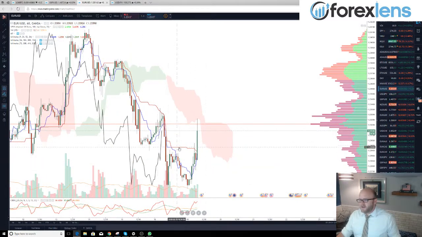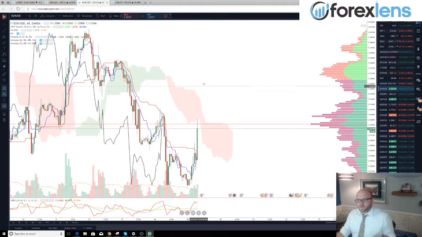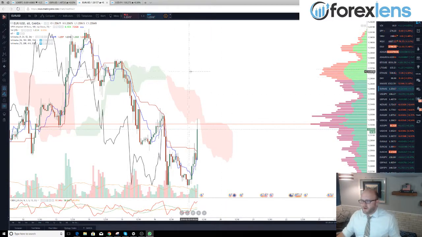In fact, because we got rejected at the top of the cloud, this is probably a good short target. And the question is, where do you put your stop? You put your stop above the cloud. Wherever you entered, you can think of the cloud almost like an ATR trailing stop. Our risk is at the top of the cloud from where we took our short.